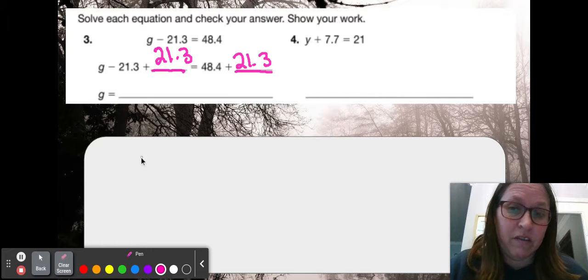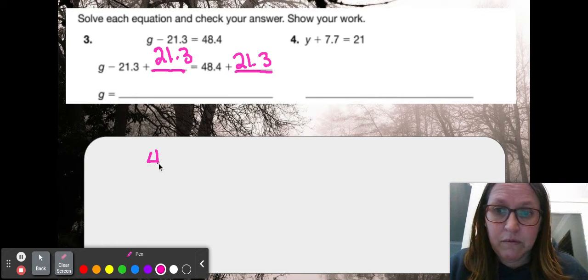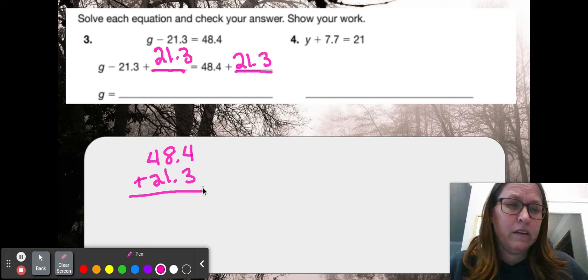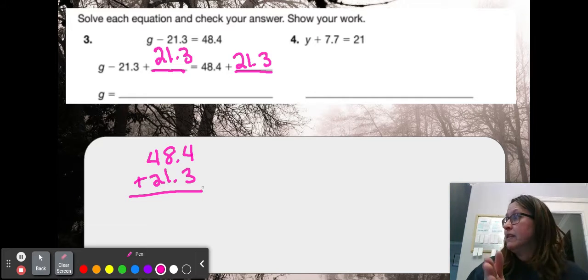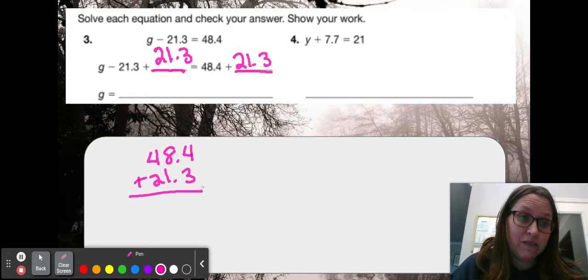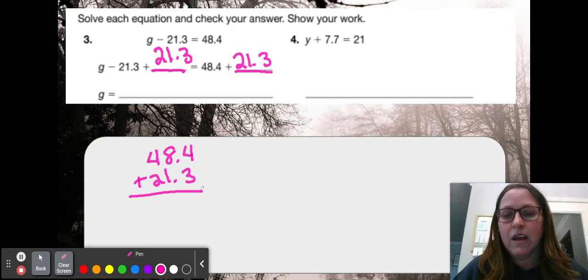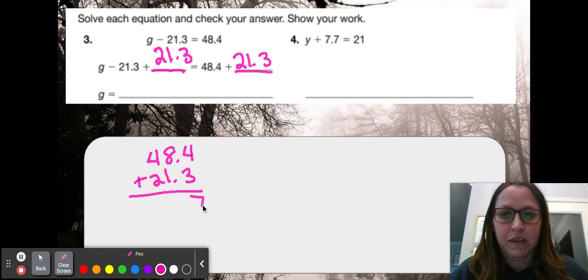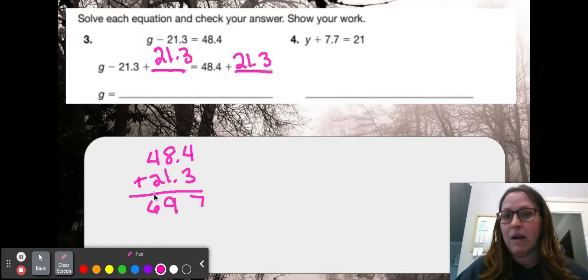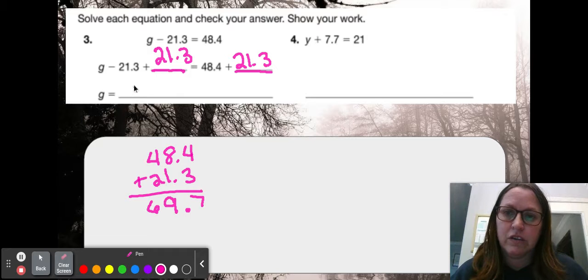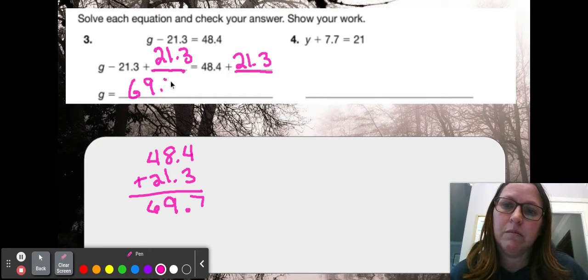Next, I have to solve this, and so I'm going to do 48.4 plus 21.3. So I've lined up my decimals. There's no empty places, so I don't need to fill in any hidden zeros. So 4 plus 3 is 7, 8 plus 1 is 9, and 4 plus 2 is 6. My last step is I need to bring my decimal down into my answer. So g equals 69.7.